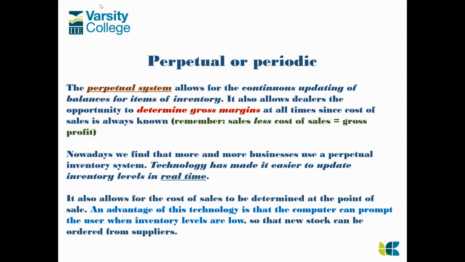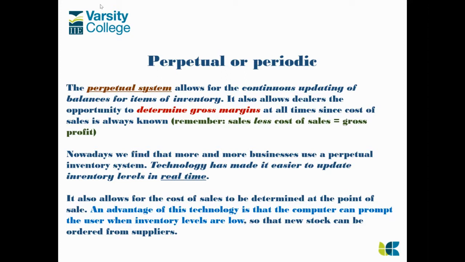The reason why we like the perpetual is because we are consistently updating how much inventory we have. Whereas with the periodic, we are only checking how much inventory we have at the end of the financial period. So we could check at the end of the month, or at the end of the financial year. Does that make sense?